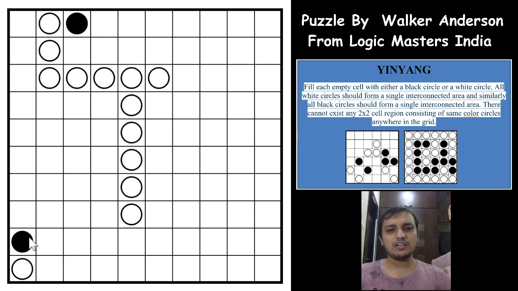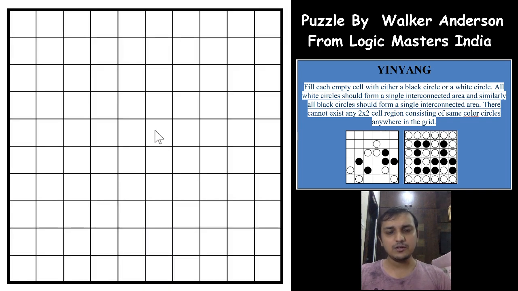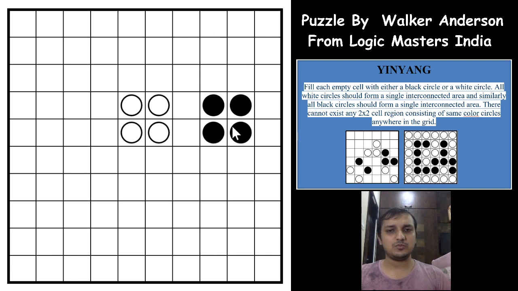So you cannot have a white circle here and two black circles here, which is making this white circle stranded. The same thing goes for the black circles: all the black circles of the grid have to be connected to each other, right? And one of the constraints is that you cannot have 2 by 2 groups of cells all white or all black, right? So this is never possible.